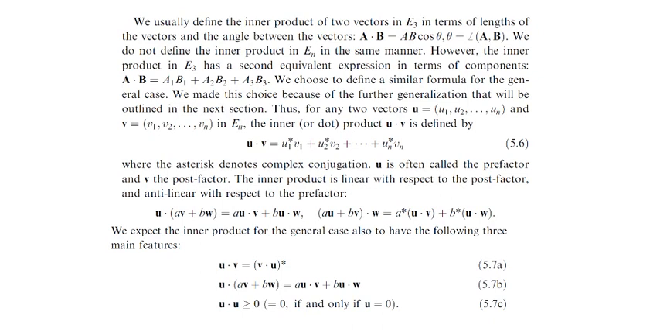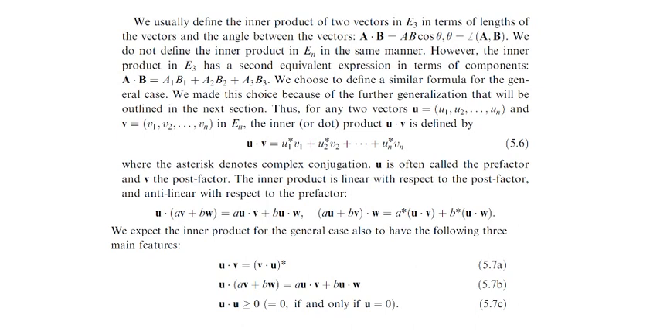It is u1 star v1 plus u2 star v2 plus etc. u dot v or the inner product is defined like this, where the asterisk mark denotes complex conjugation. And in an inner product, the first factor that we write is called prefactor, and the second factor is generally referred to as post factor. And as per definition, the inner product is linear with respect to the post factor and antilinear with respect to the prefactor. And that is what we have depicted here.